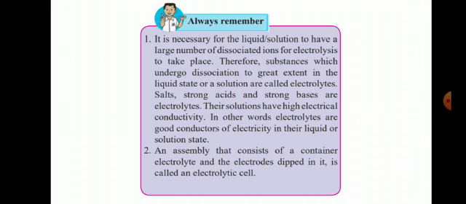Children, have you understood? For electric current to flow in the circuit, ions are necessary. Dissociated ions are very necessary, and the substances which undergo complete dissociation, means their ions are formed in large extent, those substances are called as electrolytes. For example, salt, strong acids and strong bases, and they have high electrical conductivity. And the assembly which consists of a container, electrolyte and the electrodes dipped in it is called as an electrolytic cell.